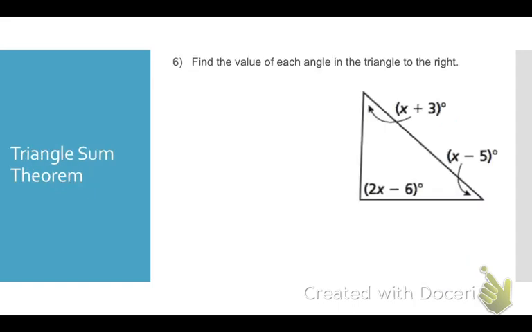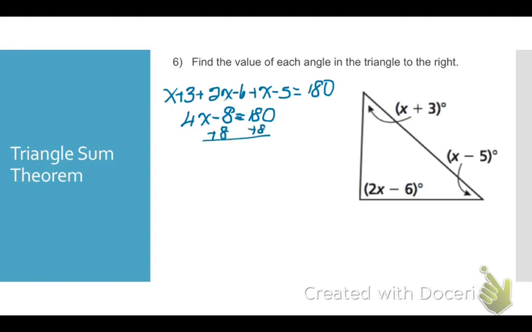Find the value of each angle in the triangle to the right. Well, the triangle sum theorem tells me that all of these angles added together must equal 180. So I'm going to add them all together, combine like terms, and then solve and find that x equals 47 degrees.